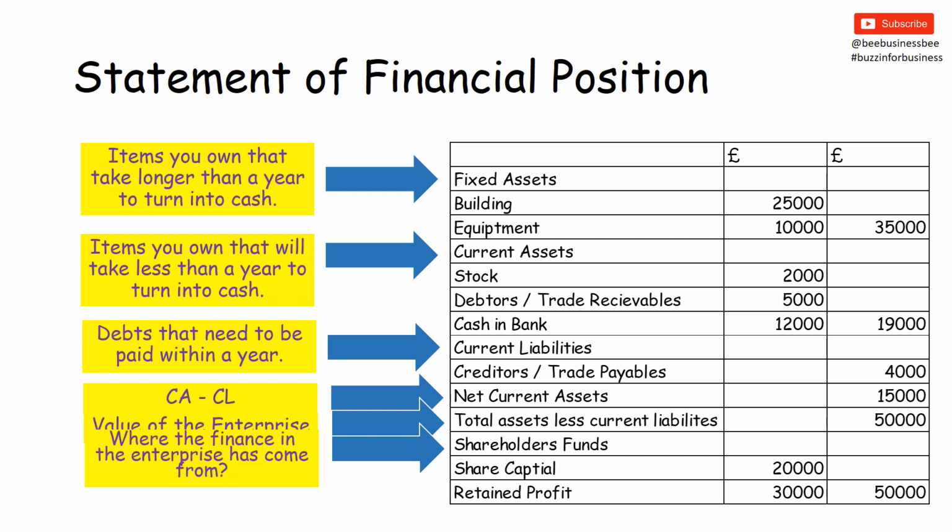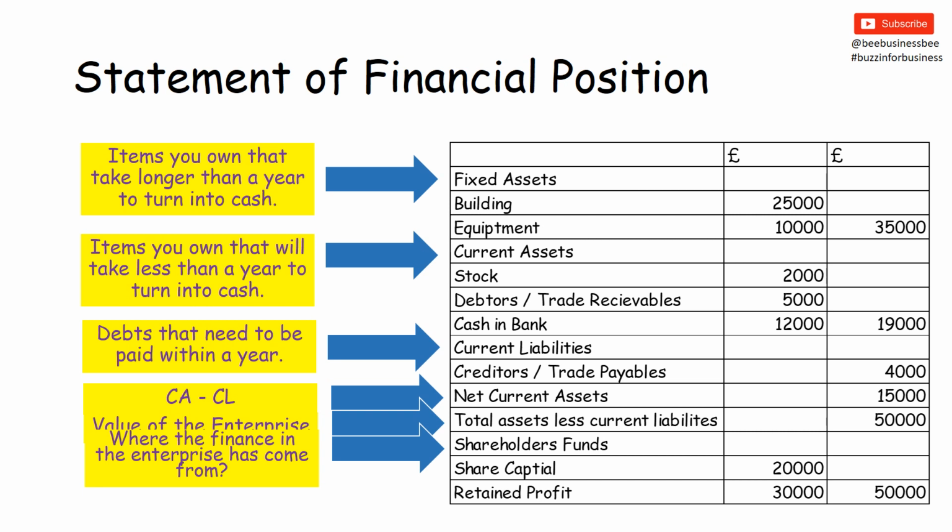Now the final section right down the bottom tells you where the finances actually come from. In this case, you've got money that's come from share capital, £20,000. You've also got £30,000 from retained profits, and in total that gives you £50,000, which balances the amount of money that was invested in the company and the value of the company, as you'll see above.